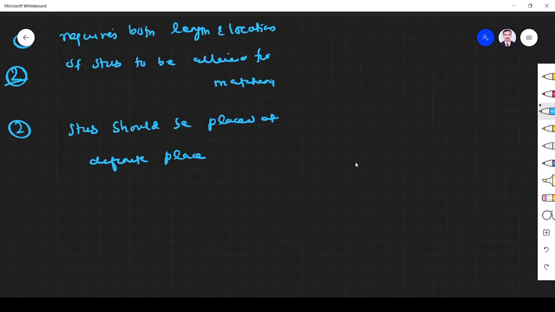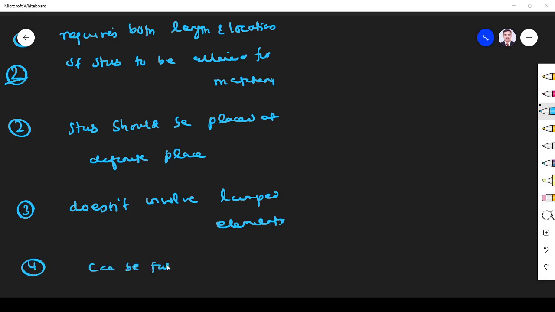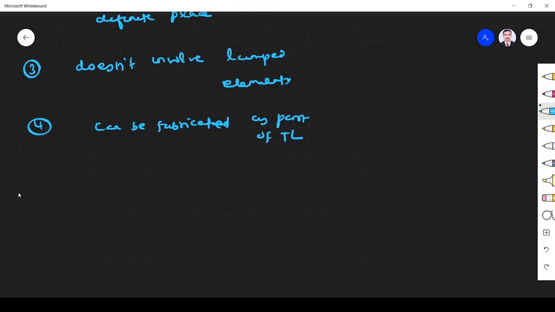The third one is it doesn't involve lumped elements. Everything is distributed element like a transmission line. And the fourth one is it can be fabricated as part of the transmission line. So these are all the things you must know about single stub matching.